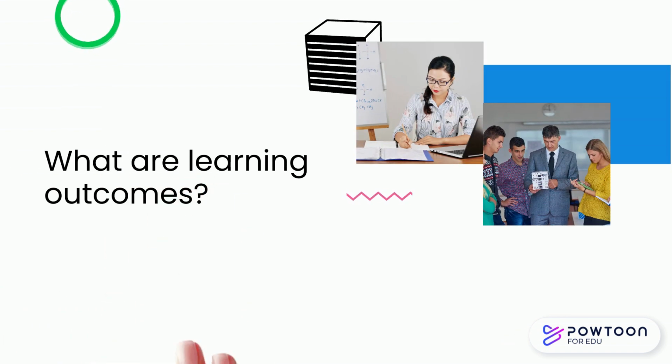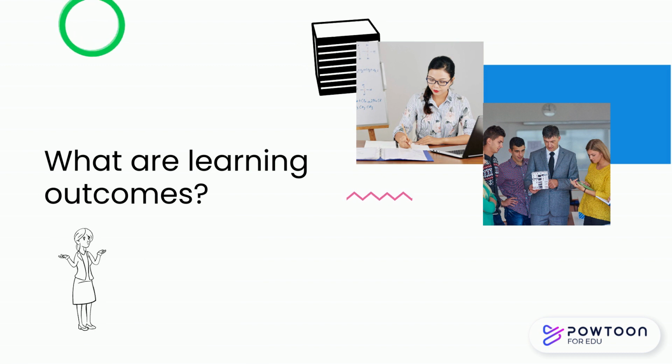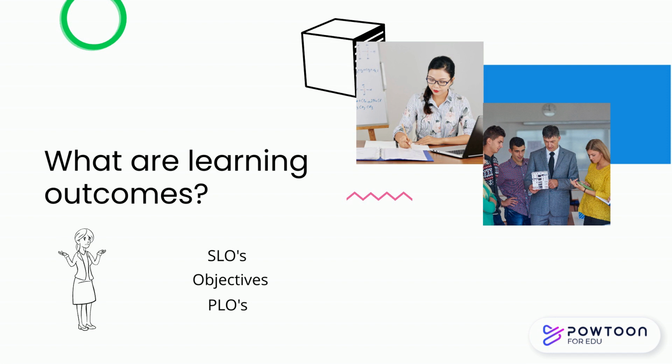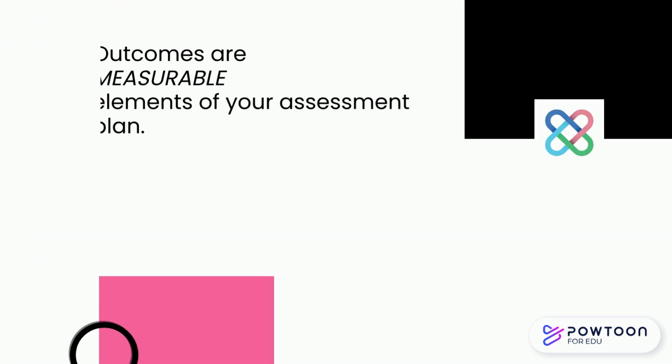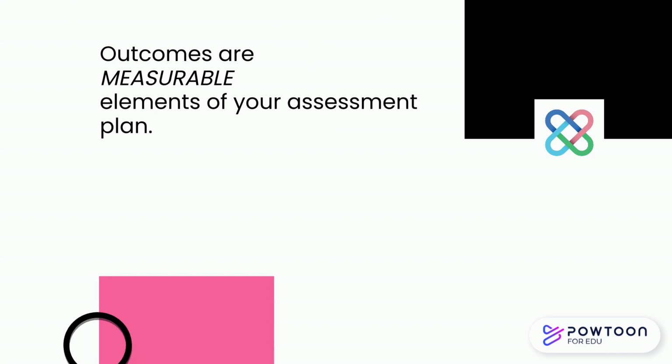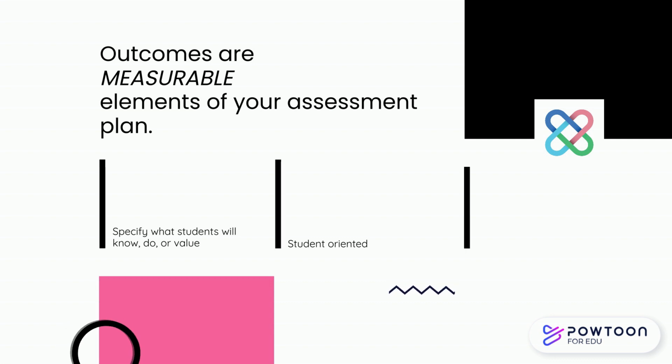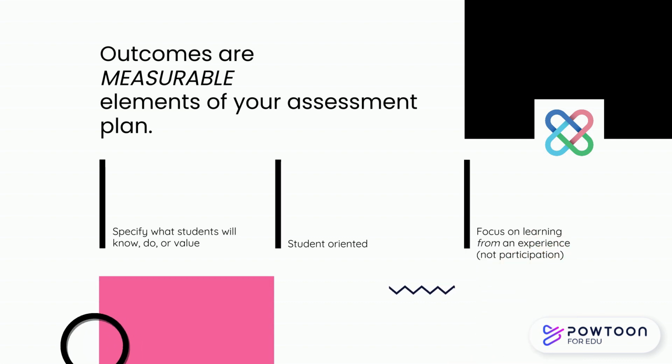But first, what are learning outcomes? They sometimes go by other names like SLOs, objectives, PLOs, or other variations. Regardless of the naming convention you choose, learning outcomes are measurable elements of your assessment plan. They are statements that specify what students will know, do, or value as a result of an activity or experience. They are student-oriented, and they focus on the learning or development from an activity or experience, not the participation.